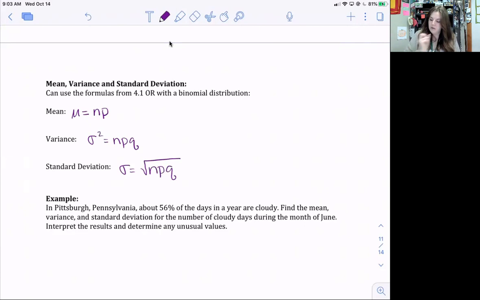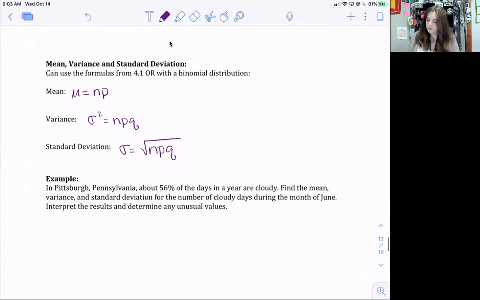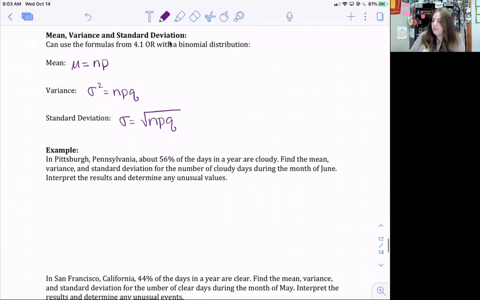All right, if we look at this first example, in Pittsburgh, Pennsylvania, about 56% of the days in a year are cloudy. Find the mean, the variance, and the standard deviation. We're not going to worry about interpreting the results right now. We know our probability of success of a cloudy day is 0.56, which means that our probability of it not being cloudy would be 0.44. And then our n value, the number of days in June, is 30.